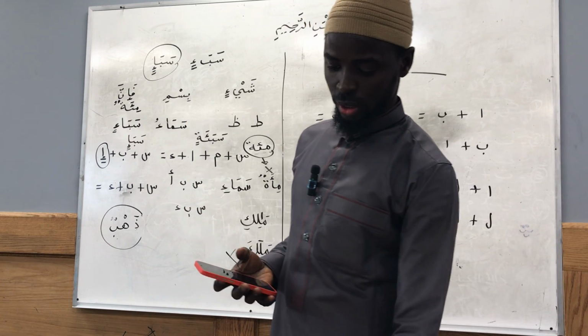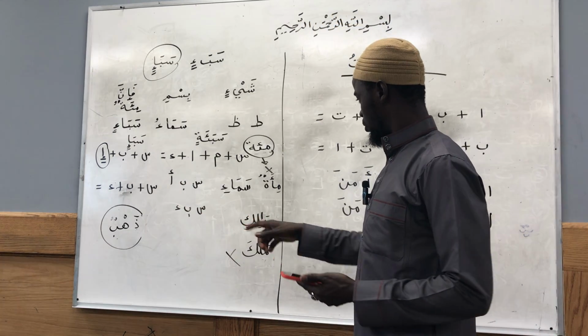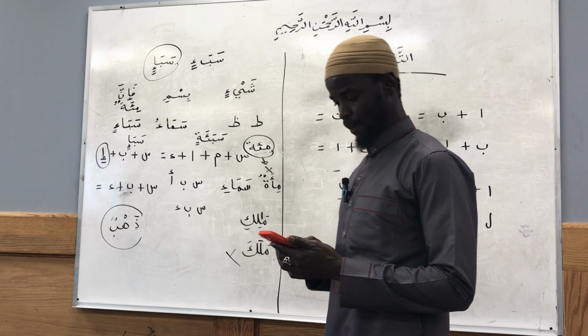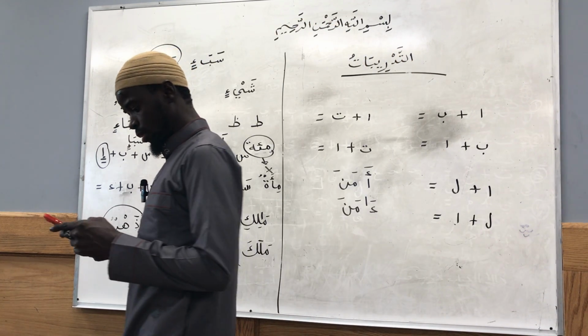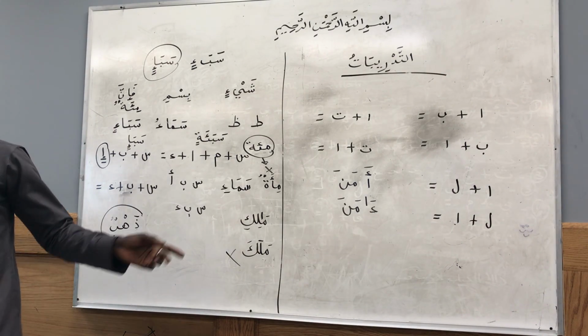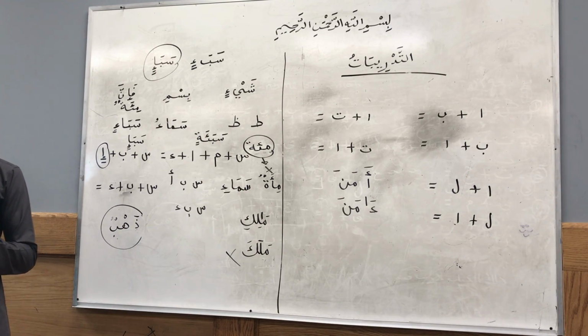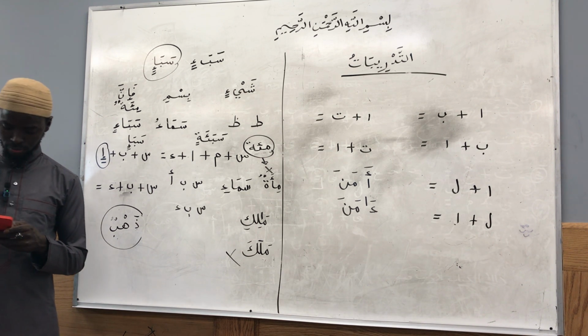In the Quran, how did the Quran write mi'atun? Like this, or like this? The bottom one? That's how the Quran writes mi'atun? Just check it and see.